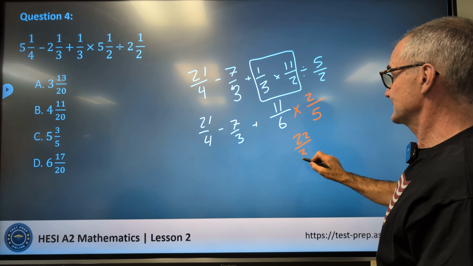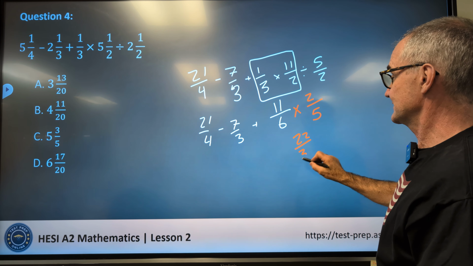This term right here, to get this to 60, I have to multiply by 20/20. Again, this is equivalent to 1, doesn't change the value, but gives me a 60 on the denominator. So that's minus 140/60, and that's plus. Then to get this to 60, 30/15, I multiply by 15/15. That's going to give me 30/60. Again, multiplying by 1 doesn't change the value.